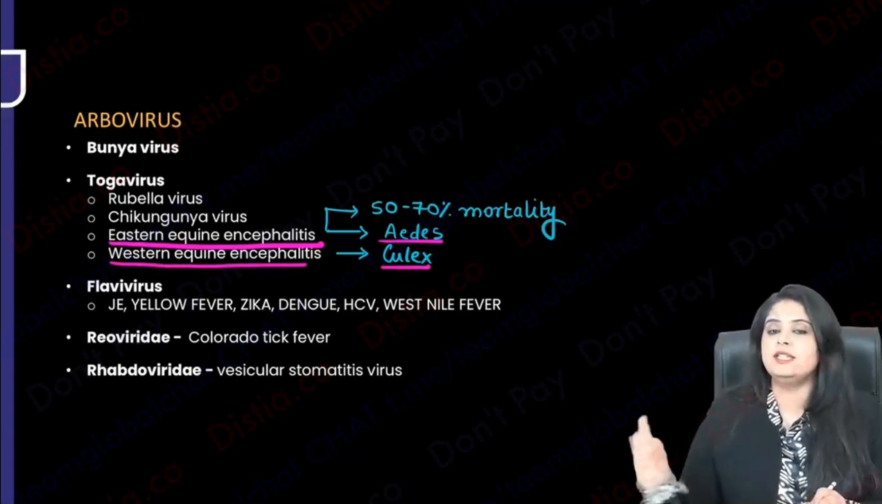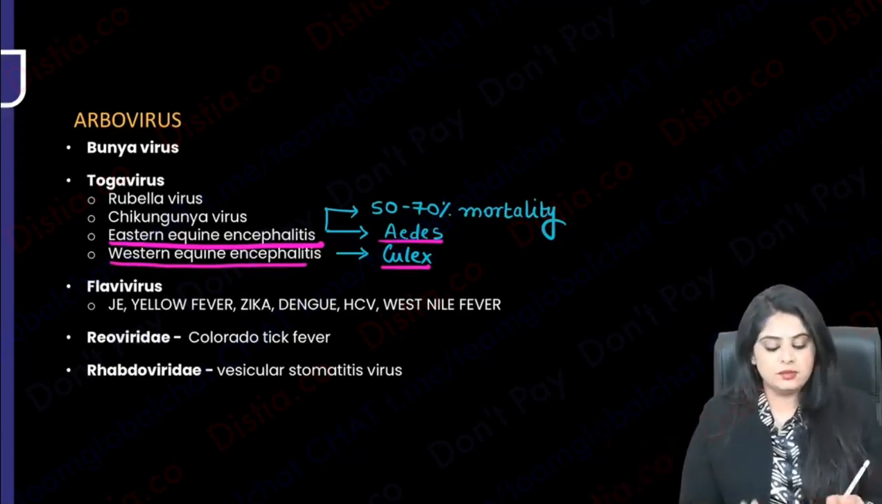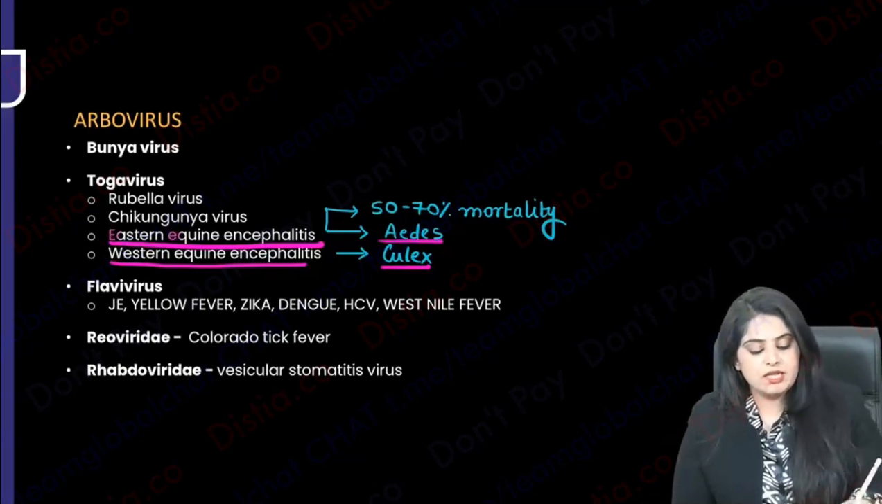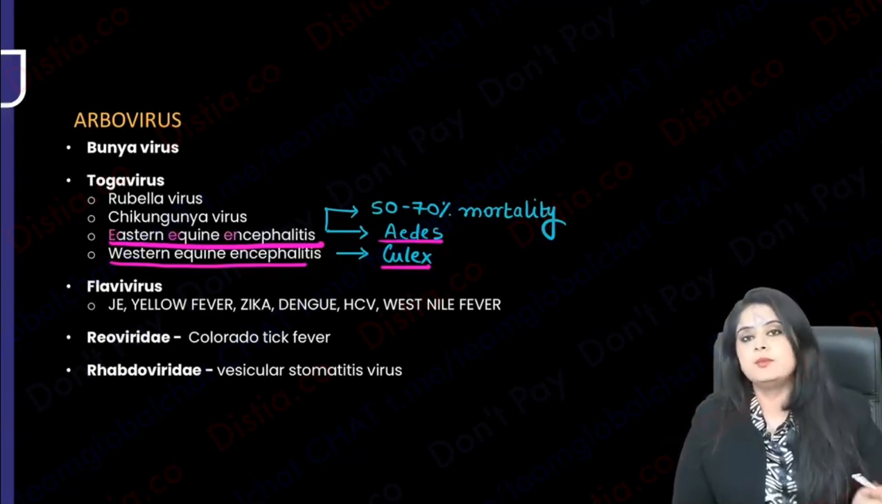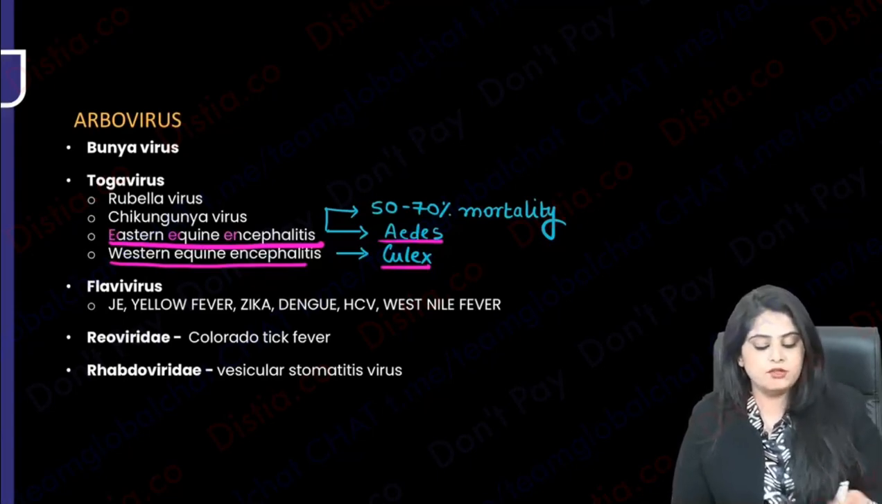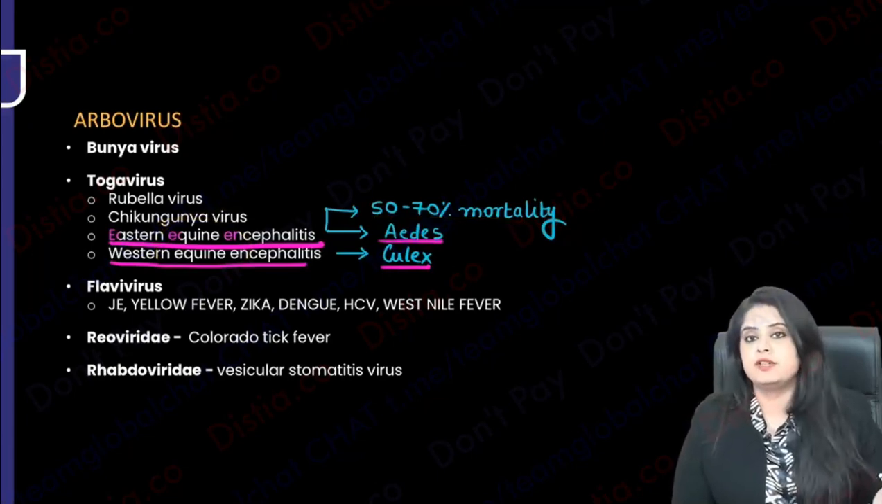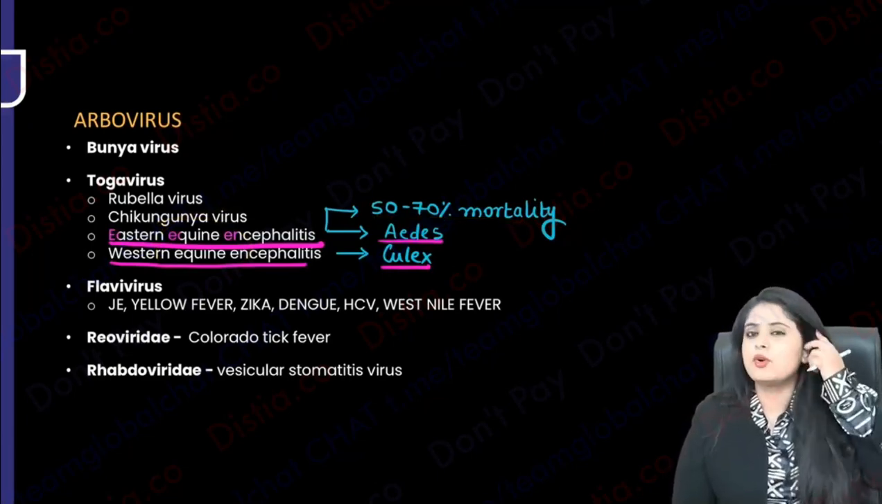So Aedes mein hi aata hai. Aedes is going to be the eastern equine encephalitis, and Culex becomes western equine encephalitis. No points for guessing that it is seen in horses, and it's pretty mortal. It has a 50 to 70% mortality. So ye zyada important nahi hai.